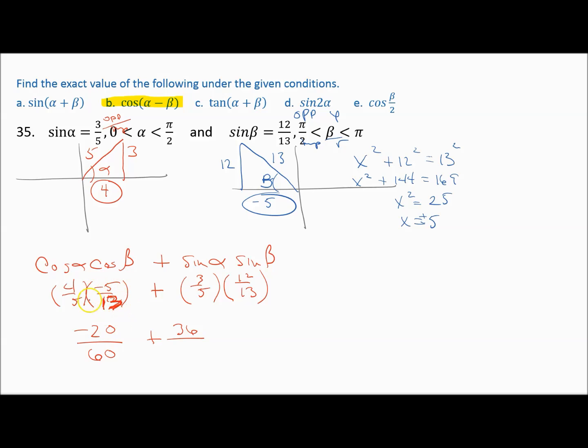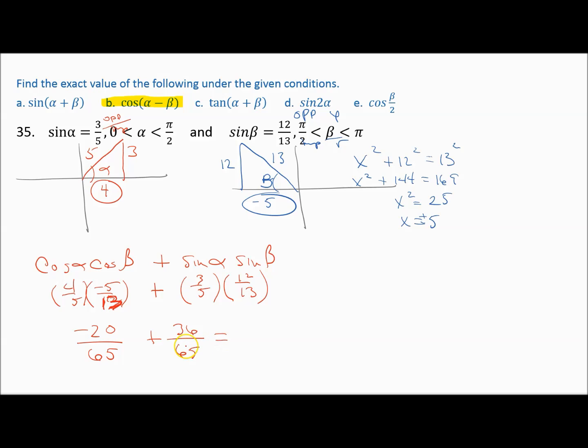How I found that error is that usually these denominators match. I've never run into a place where they didn't. So this is not going to be 60 at all. It's going to be 65. So let's get rid of that. Alright, and then 3 times 12 is 36, over 5 times 13 is 65.